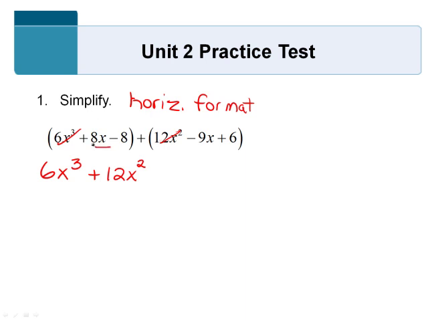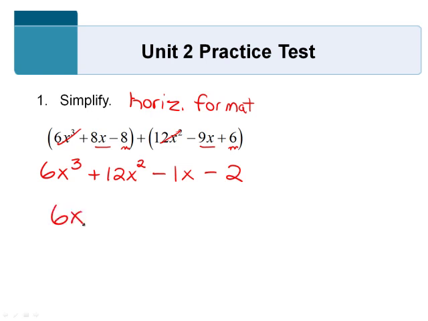Now, the next terms down are just the plain old x's. We have 8x minus 9x. So 8 minus 9 would be negative 1x. Now remember, when you're putting your answer into WebAssign, it does not like that coefficient of 1. So I'll show you how they want it written in just a second. And then the last terms, the negative 8 and the positive 6, negative 8 plus 6 would be negative 2.